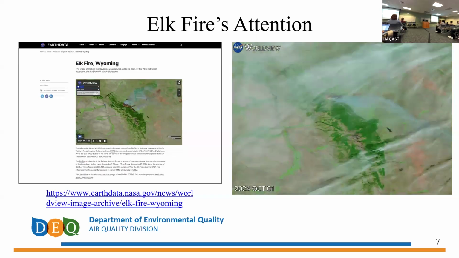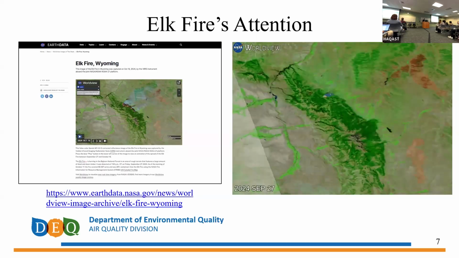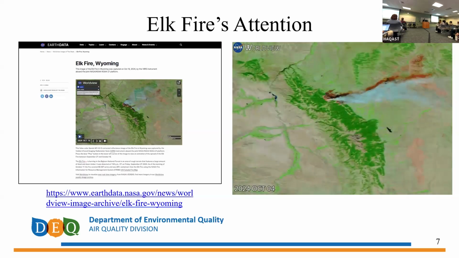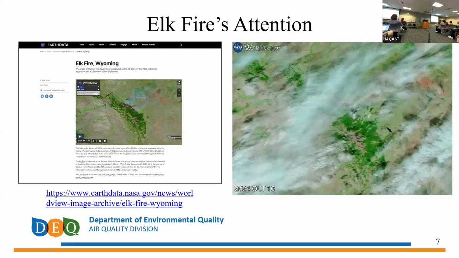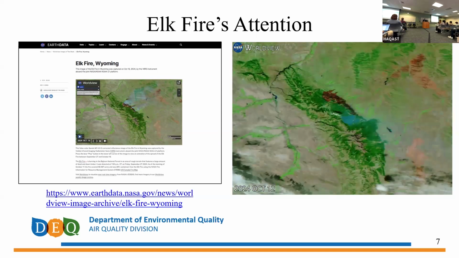And so usually we like, making the news is a good thing, we always think, but here in this case, NASA Worldview made their weekly image here, as you can see, showing daily progression of the Elk Fire in October of 2024. And now turning our attention to the ambient air monitoring data.